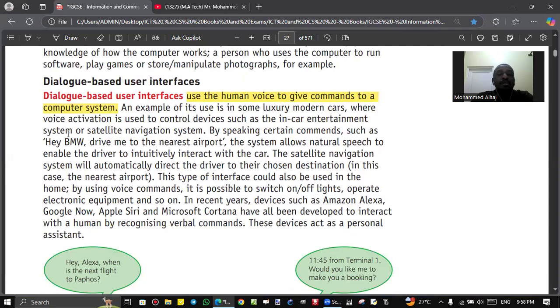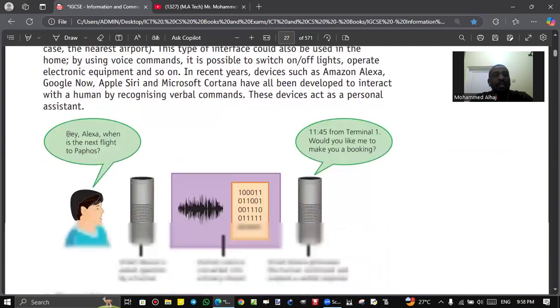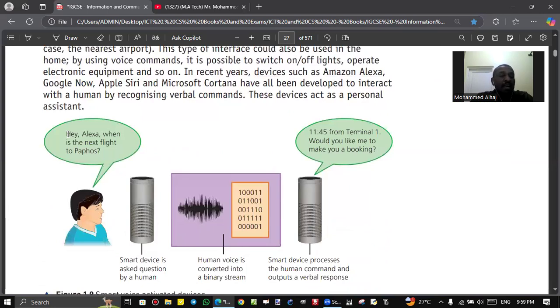The third one is called the dialogue-based user interface. In this interface, the user uses the human voice to give commands to the computer system. So here, mainly we use our voice to give direct commands to the computer. For example, in Google, we have the ability to type something into the interface using your voice.